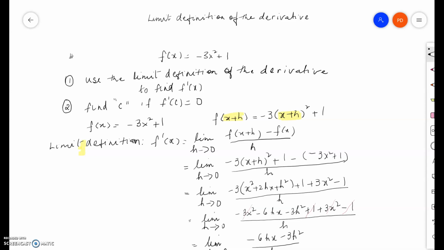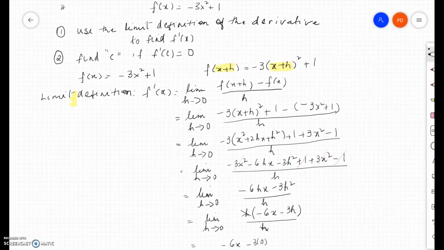So here we are given a function f of x equals negative 3x squared plus 1. It's a polynomial function, and more specifically it's a quadratic function. So first we're going to use the limit definition of the derivative to find f prime of x, and once that is done we'll find c for which f prime of c equals 0.